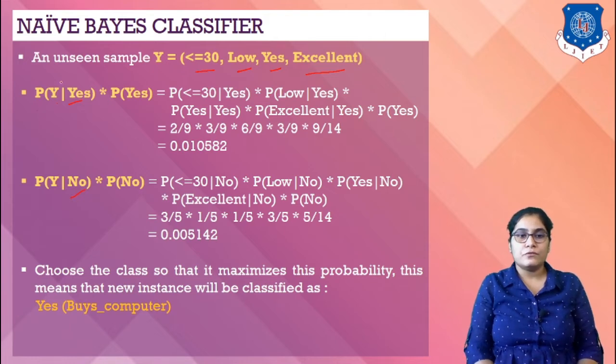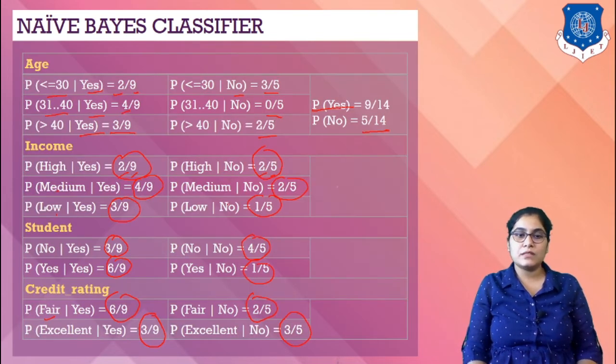Here y has 4 different values, that is less than or equal to 30, low, yes and excellent. So we will consider the probability of less than or equal to 30 given yes, multiplied by the probability of low given yes, multiplied by the probability of yes given yes, and the probability of excellent given yes, multiplied by the probability of yes. These values will be obtained from the previous table where we calculated all the probabilities.